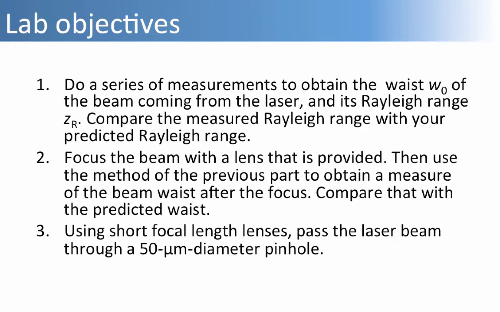The first is to try to do a series of measurements to find the beam waist of the beam coming from the laser and its Rayleigh range. Then we'll compare the measured Rayleigh range with the predicted Rayleigh range. Second, after focusing the beam, we will again find the beam waist and the Rayleigh range. Third, we will use short focal length lenses and attempt to pass the laser beam through a tiny pinhole.